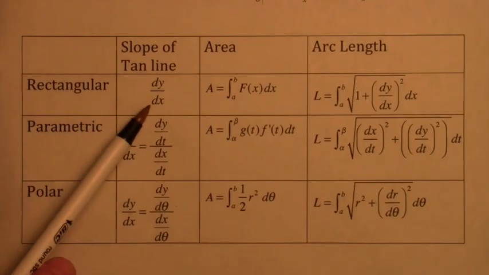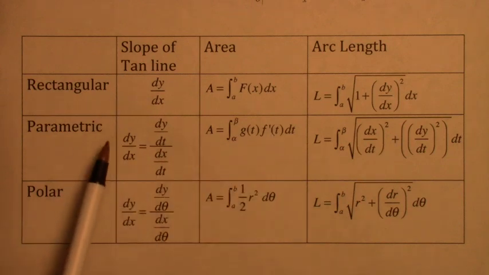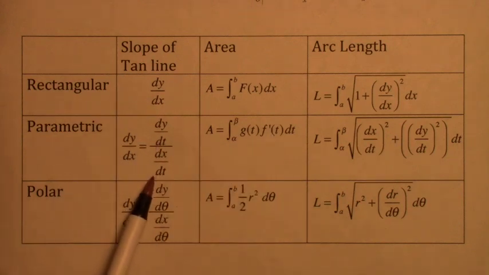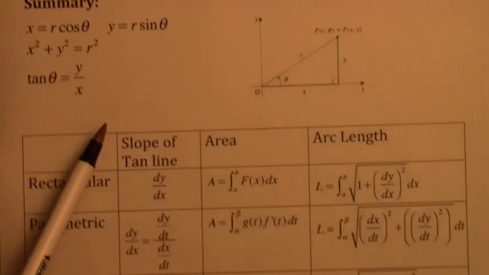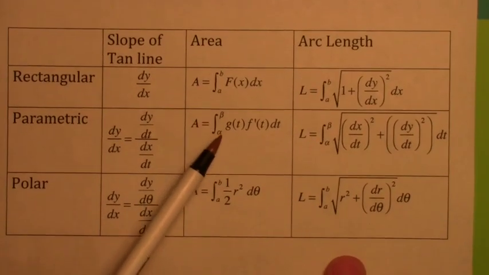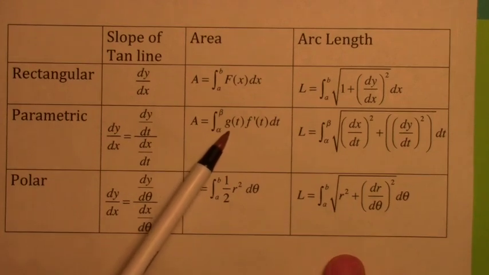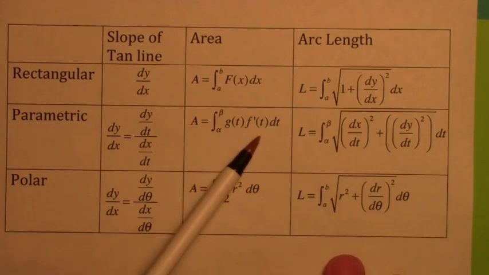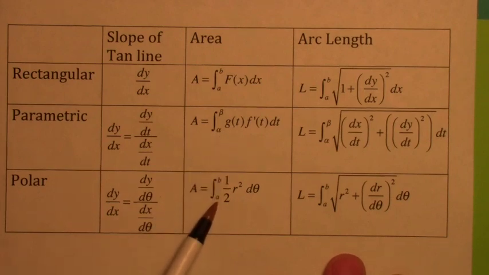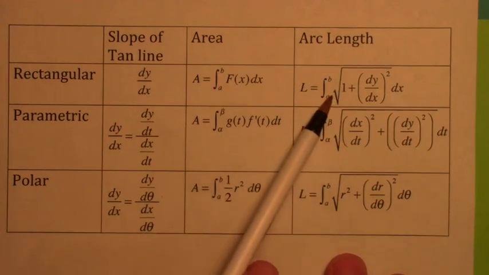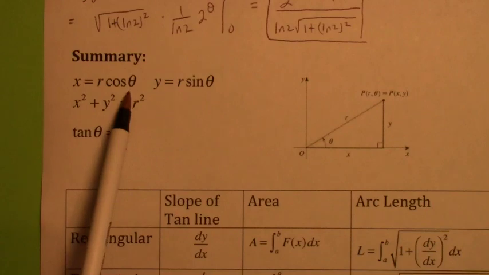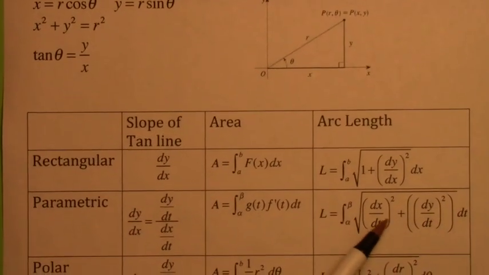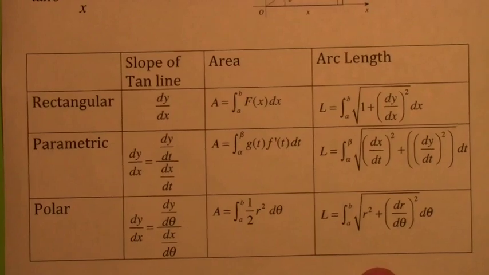For the slope of the tangent line dy dx, in parametric it's dy dt over dx dt, and it's the same thing in polar, except that we're thinking of the parameter as being theta. Remember, we're thinking of these as parametric equations, right? For the area under a curve, parametric, if y equals g of t and x equals f of t, it just becomes this. In polar, it becomes this. And for the arc length, this is the arc length in x and y. In parametric, it becomes this. In polar, if you just replace these for x and y and plug them in here, it becomes this. Okay, so those are the formulas we're going to use.